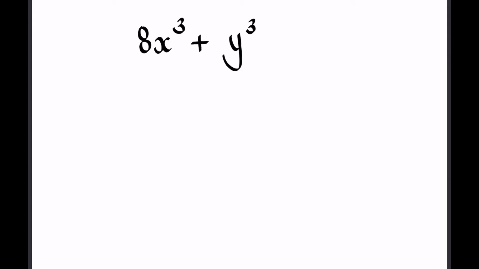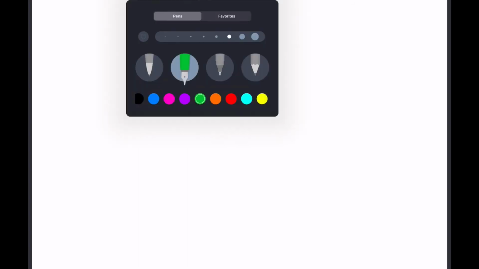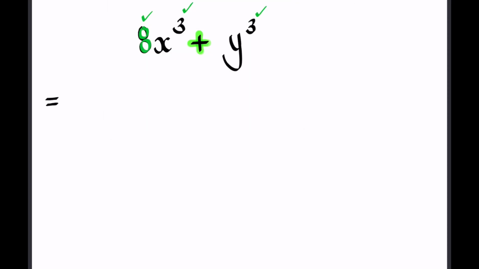Let's do it. 8x cubed plus y cubed. So we have a binomial. So now we're doing the sum. So now we need to look at everything in this binomial. So 8, is 8 a perfect cube? Yes. X cubed, is that a perfect cube? Is that exponent divisible by 3? Yes. Y cubed, yes. So to factorize this, I'm going to have two brackets. One will be a binomial and one will be a trinomial.